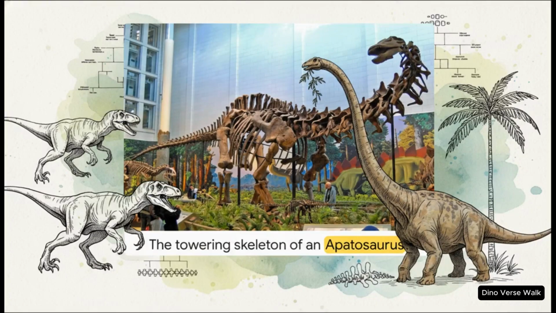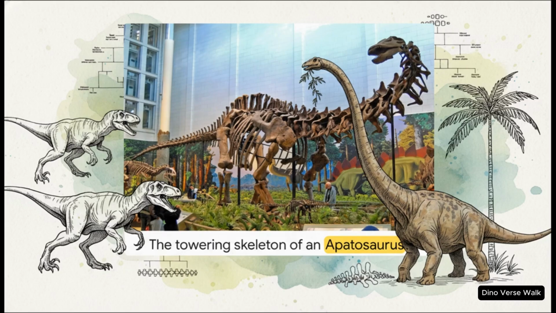But sharing that very same lizard-hipped branch with the fearsome, sprinting theropods are the sauropods. And they are an entirely different story. Just take a look at this towering skeleton of an Apatosaurus. These were enormous, quadrupedal animals, meaning they walked on all four stout legs. They were herbivores, using their incredibly long necks to browse way up high in the tree canopy, balanced out by these equally long whip-like tails.